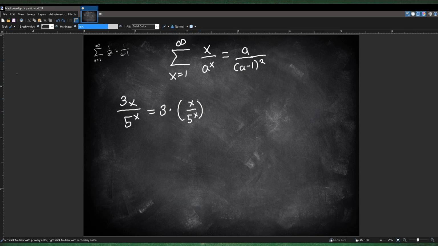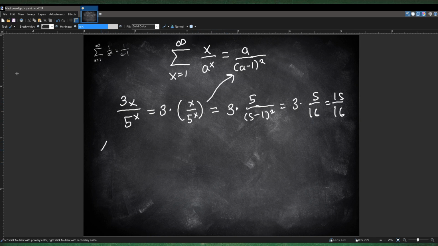If we had to put the exact value, it would just be equal to 3 times this right here. So our a is equal to 5. So it'll be 5 over 5 minus 1 squared. So that'll be 3 times 5. 5 minus 1 is 4, so 4 squared is 16. So it'll be 3 times 5, which is 15 over 16. Okay, so let's use our calculator to do some math here.